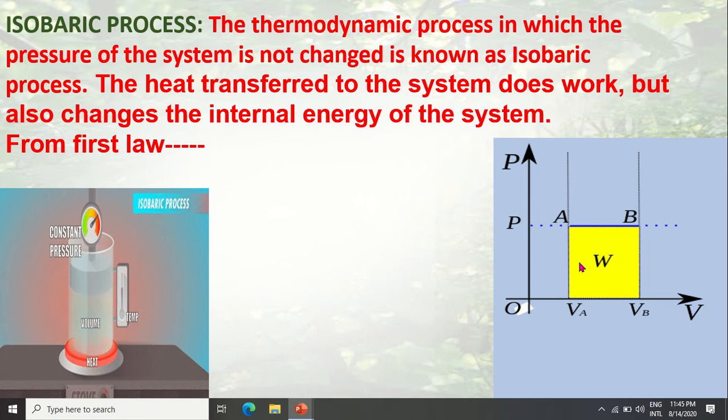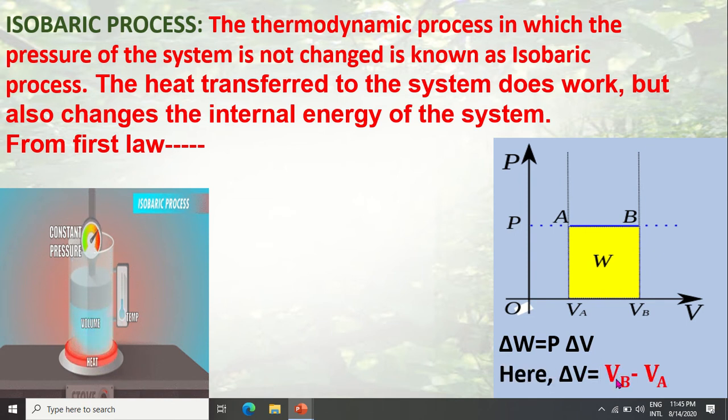Okay, and you know area equals what? Length into breadth. So here P represents the length, and del V, that is the change of volume, represents the breadth. By multiplying these two, we can calculate the work done. So del W equals P del V. Here del V represents the change of volume. So change of volume del V equals VB minus VA.